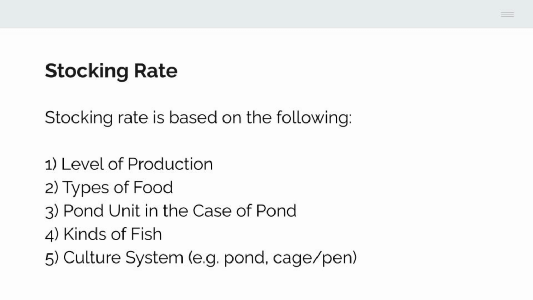Next is the kind of fish. Different species have varying space, oxygen, and feeding requirements that influence stocking density. Lastly is the culture system, like the pond, cage, or pen. Stocking rates differ depending on the type of system, with intensive systems allowing higher densities due to controlled environments. By considering these factors, aquaculturists can determine the best stocking rates for maximizing productivity while maintaining a healthy aquatic environment.